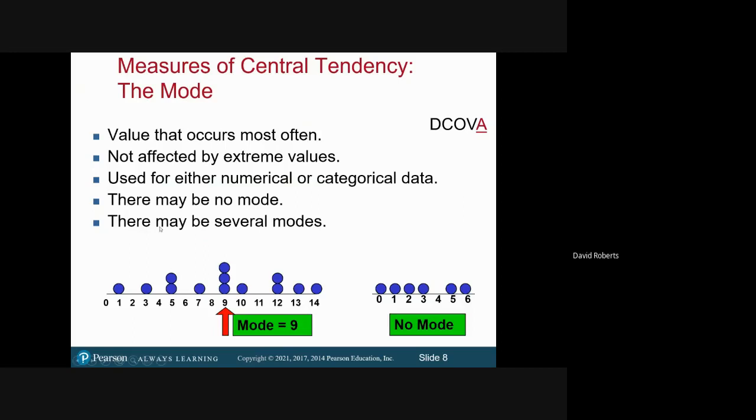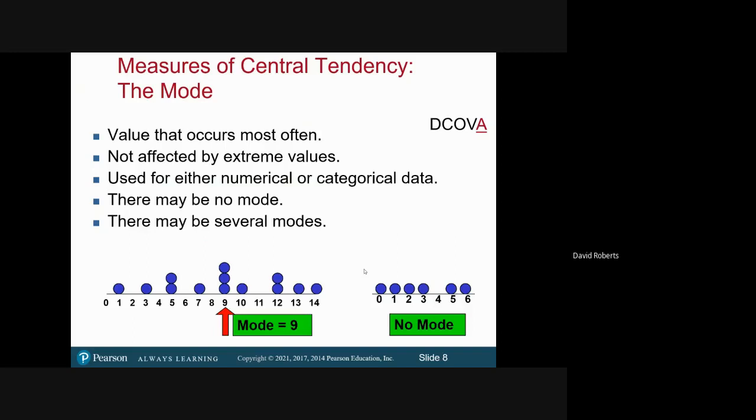So in the example on the left-hand side that you're looking at, you can see the mode is 9. A mode has to have a frequency of more than 1. So we actually have 3 possibilities: 5, 9, and 12. All occur more than 1 time. But 9 is the mode because it occurs 3 times. 5 and 12 only occur twice.